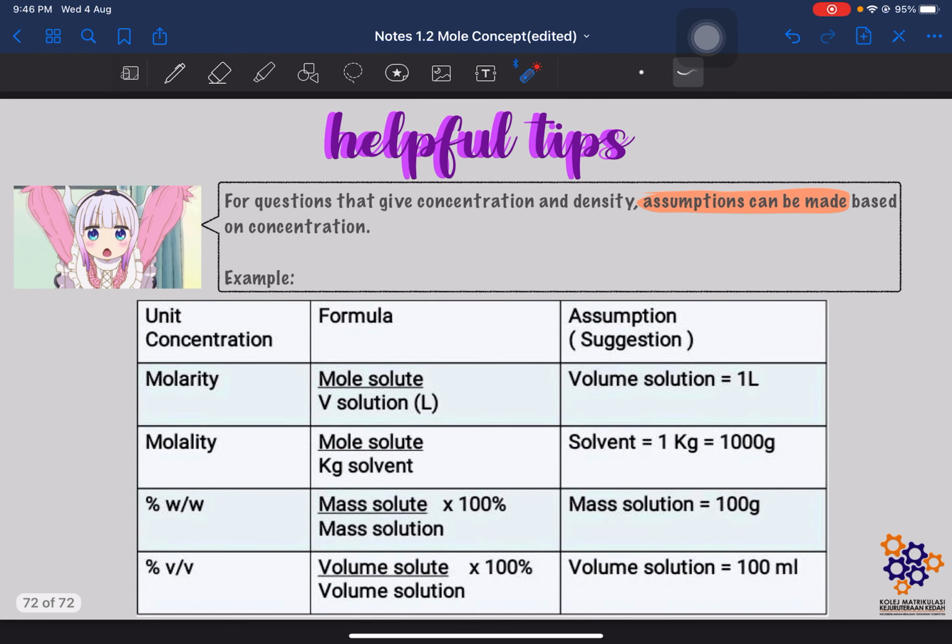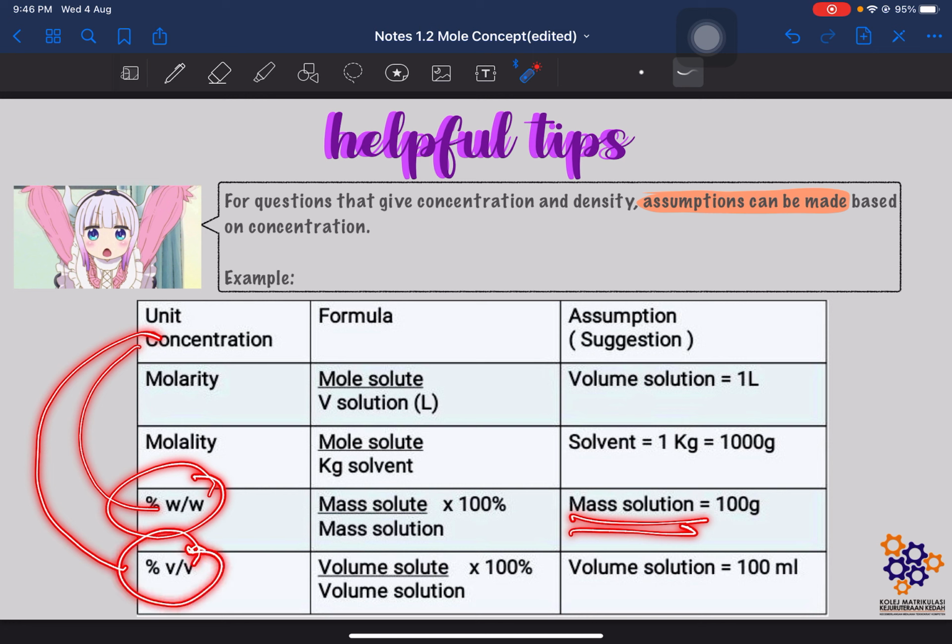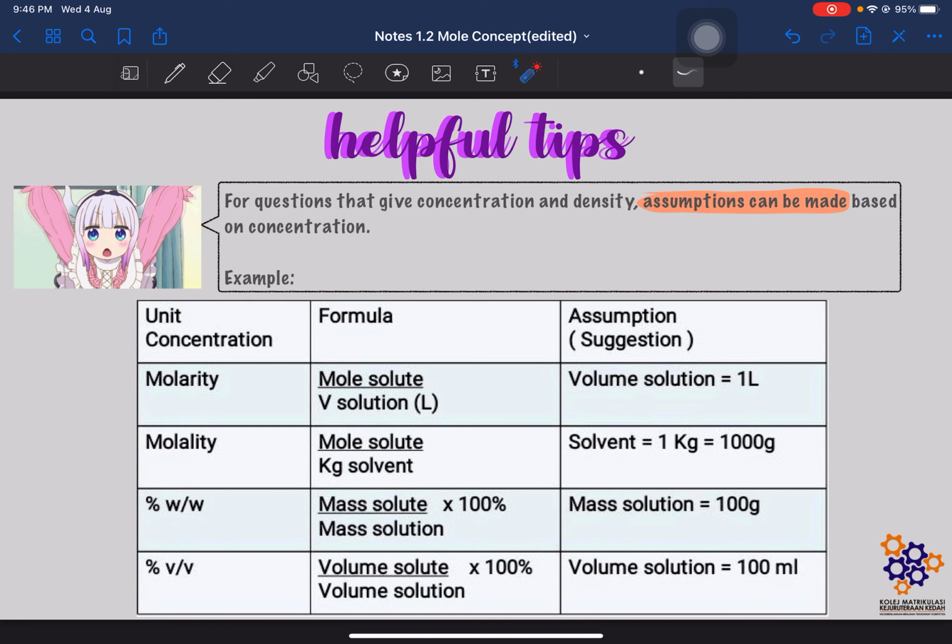Okay, so helpful tips here. So macam yang saya cakap tadi, for questions that give concentration and density, assumption can be made based on concentration yang dia bagi. So example, kalau dia bagi kita concentration molarity, kita boleh assume volume dia 1 liter. Kalau dia bagi kita maklumat molality concentration, kita boleh assume solvent kita 1 kg. Kalau dia bagi kita maklumat percentage by mass, kita boleh assume mass solution to 100 gram. And kalau dia bagi kita concentration percentage by volume, kita boleh assume volume solution to 100 ml. So this is the helpful tips yang saya nak bagi kat korang supaya senang dan mudah kerja korang.